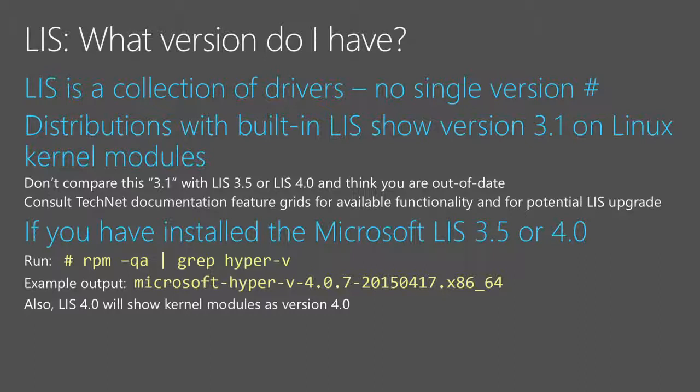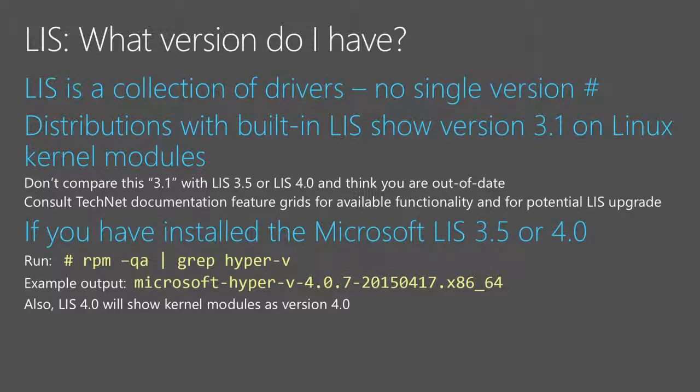LIS version numbers. What version do I have? There's no single answer, because it's a collection of device drivers. If you have a built-in LIS and you run lsmod or modinfo to see what version of these kernel modules you have, you're going to see a 3.1. Don't try to compare that number with the 3.5 or the 4.0. That's the number stored in the upstream Linux kernel. We don't try to update that number because it would create a bunch of churn in the Linux kernel, so you're going to see 3.1 in those drivers even though there may have been some updates.